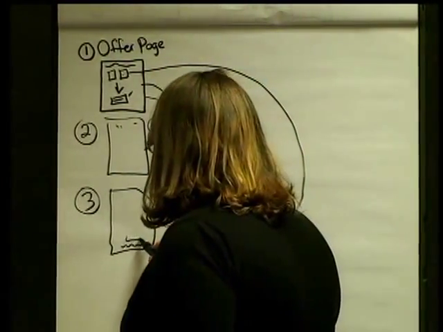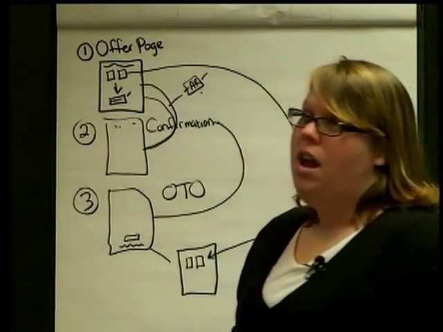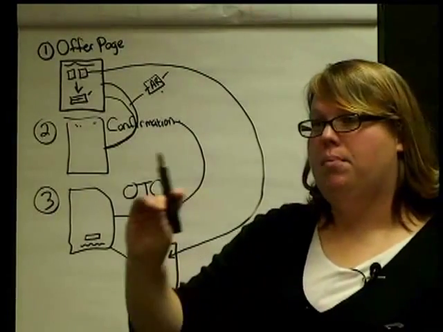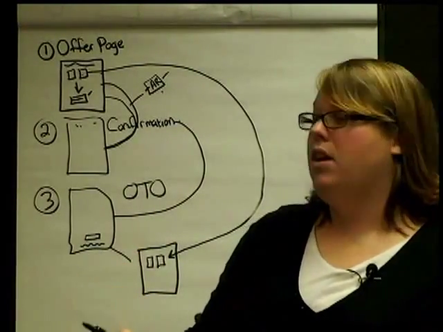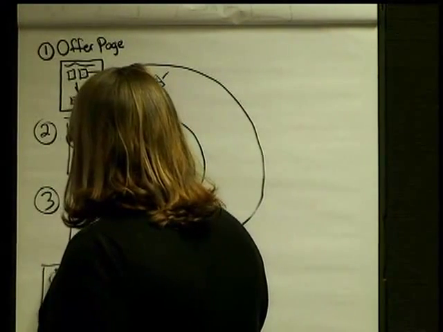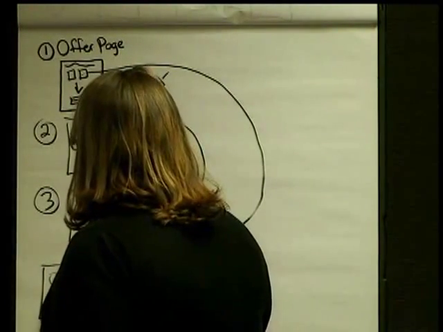If they click the order button and order, the way I do that is I use pay.com. And when you go in and you create a product in pay.com, it's going to ask you, what is your download page for that product? So this should be OTO download.